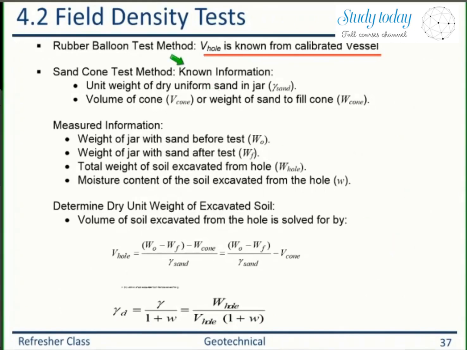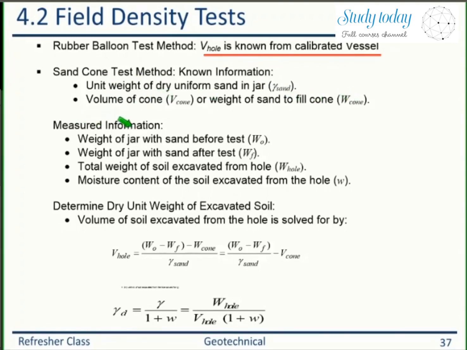So we can read over here, for the rubber balloon method, the volume of the hole is known from the calibrated vessels, so you don't have to worry. But for the sand cone method, the parameters known to you would be the unit weight of the dry sand in the jar, we'll call it gamma sand, and the volume of the cone, which could be given in terms of volume or weight. It's up to the manufacturers of the sand cone apparatus, they will give you.